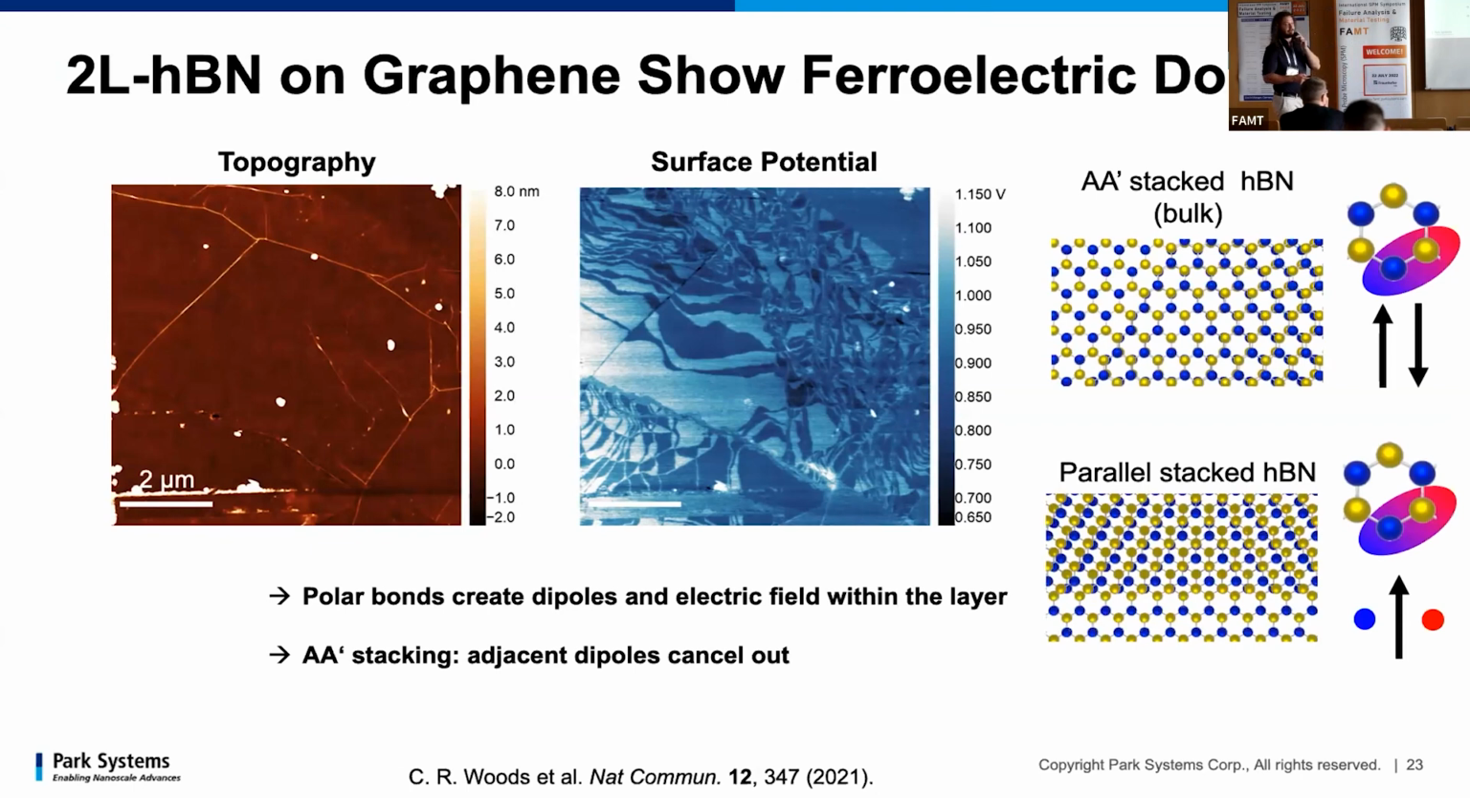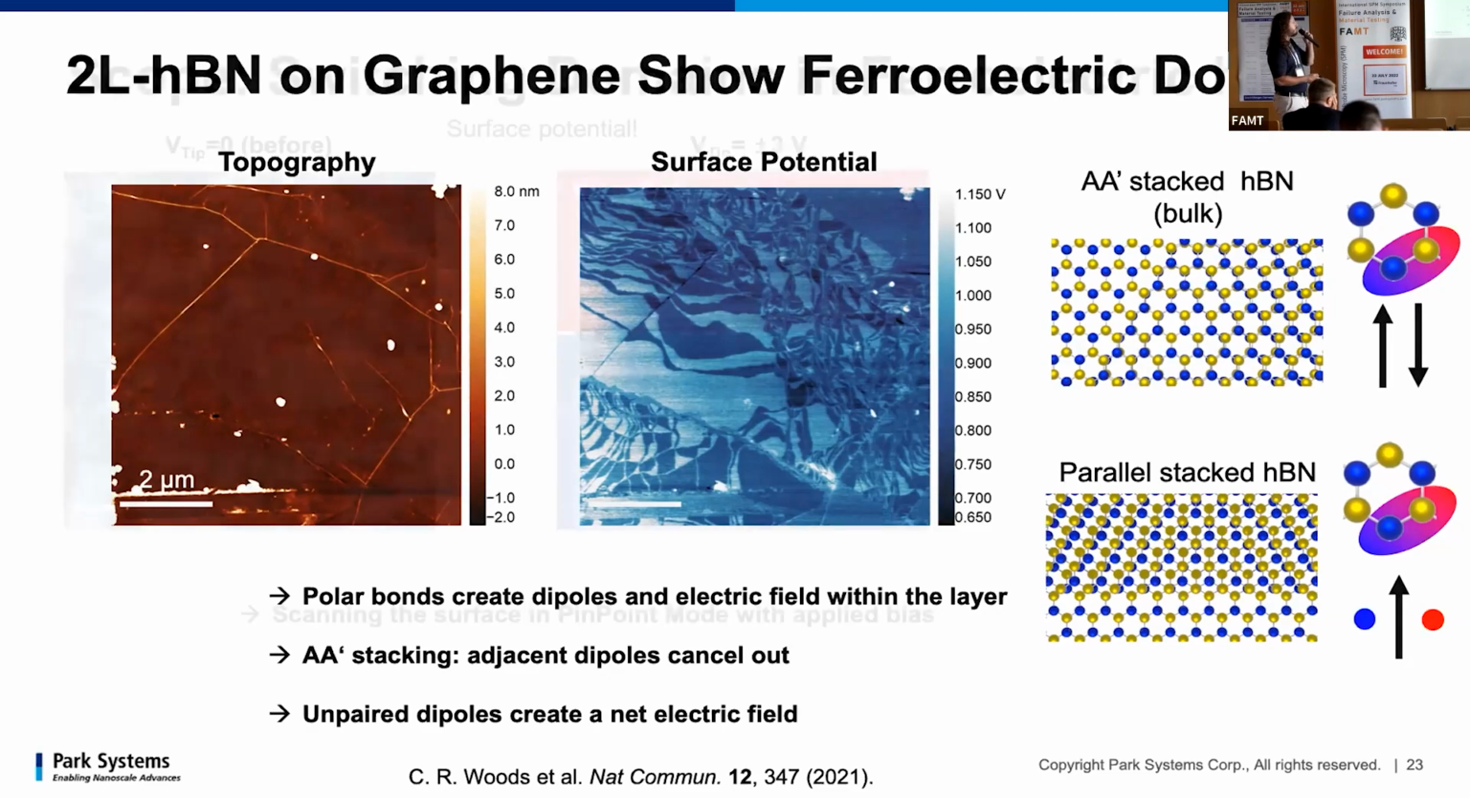So in the bulk material, for example, each boron atom is usually neighbored by 2 nitrogen atoms of the layer above and below. And the polar bonding, or the dipoles emerging from this polar bonding, basically cancel each other out. However, if you introduce a parallel stacking, this is no longer the case, and we get basically unpaired dipoles that create a net electric field, which we can observe and which we can also manipulate.